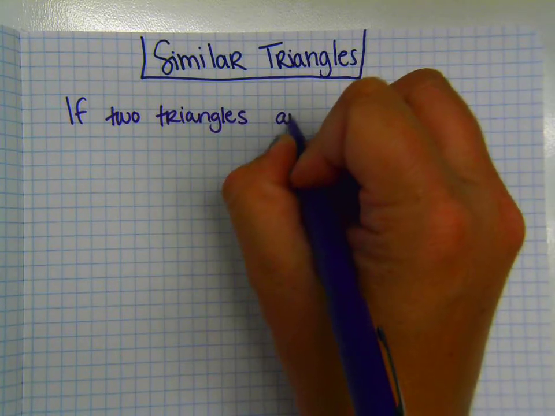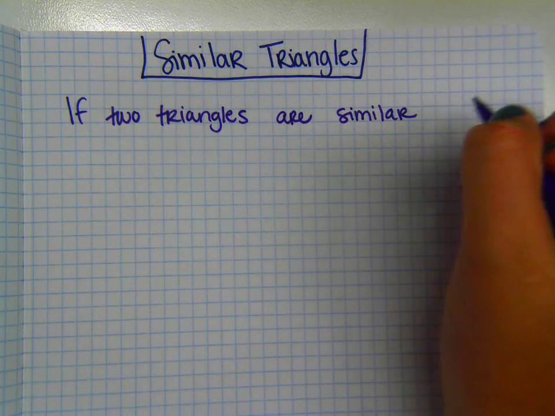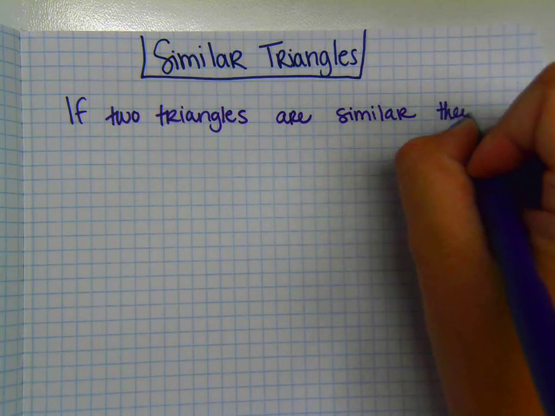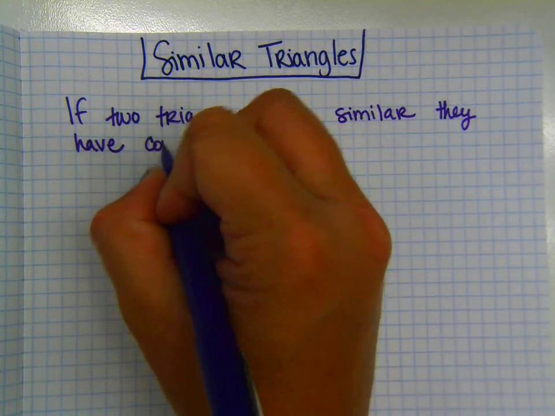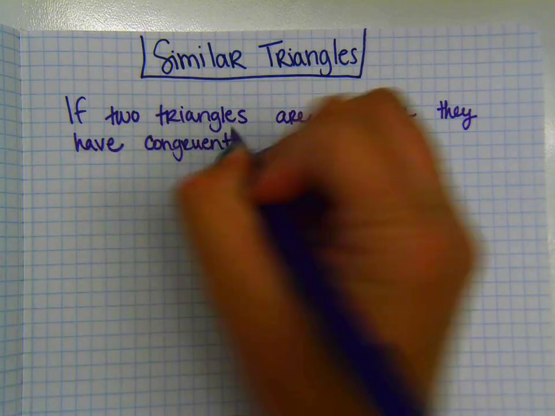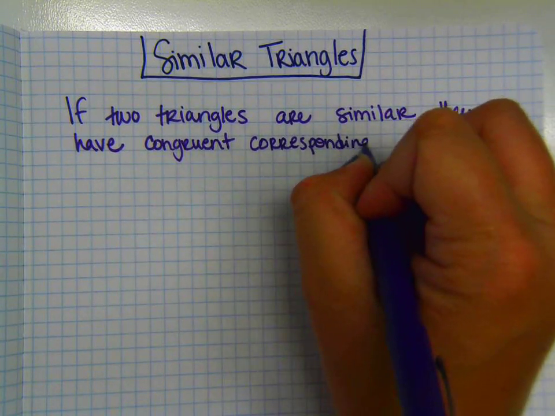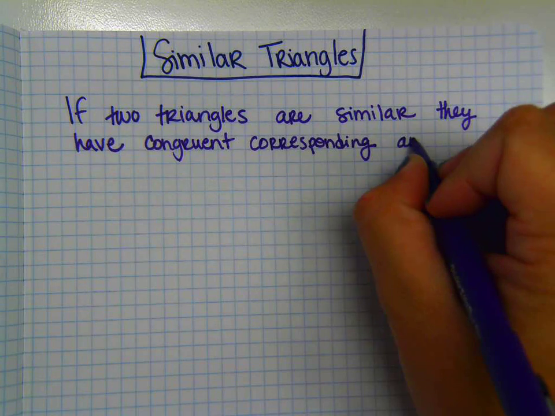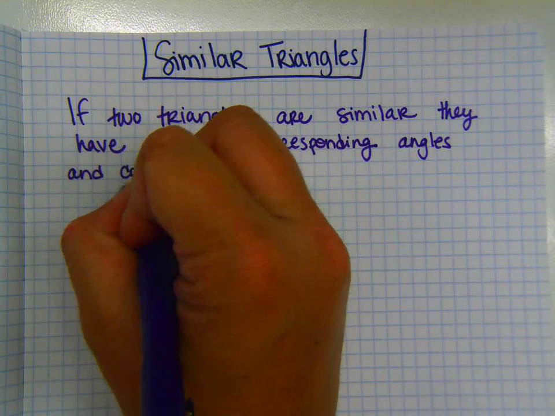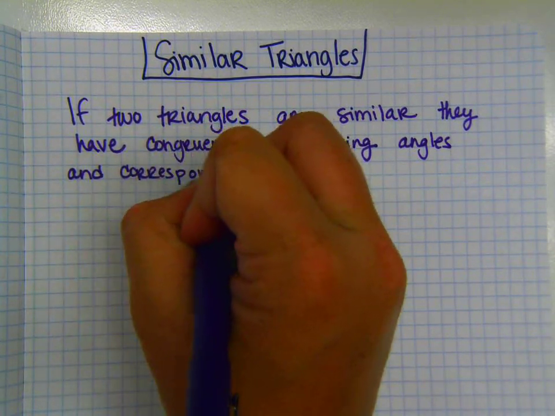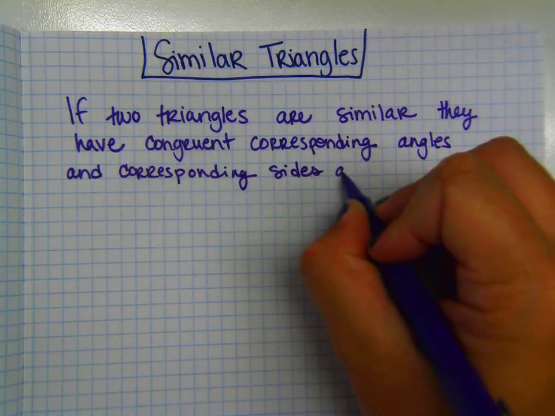If two triangles are similar, they have congruent corresponding angles. And corresponding sides are proportional.